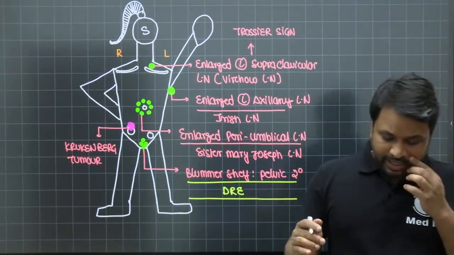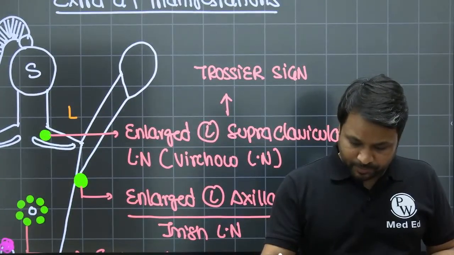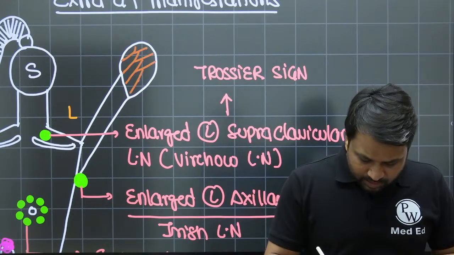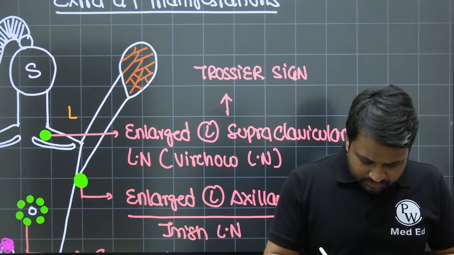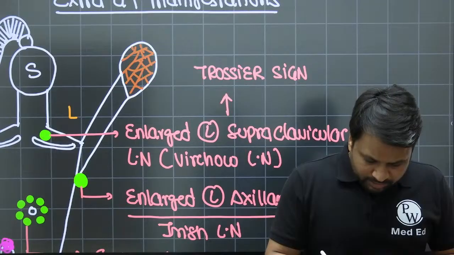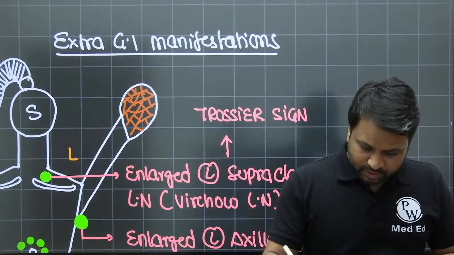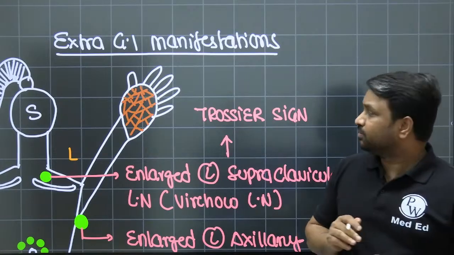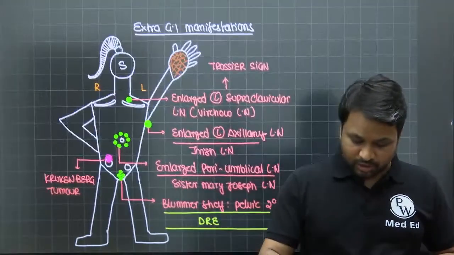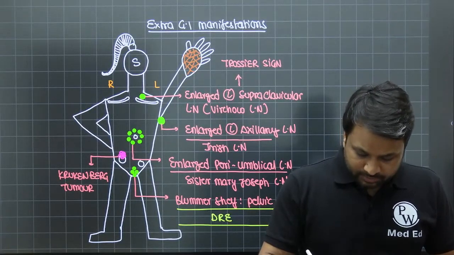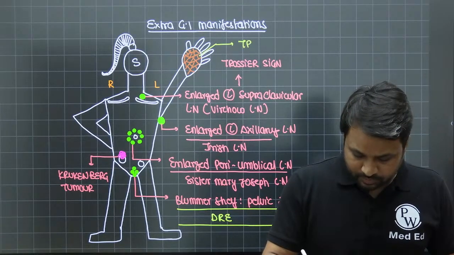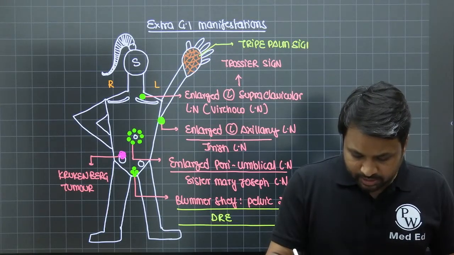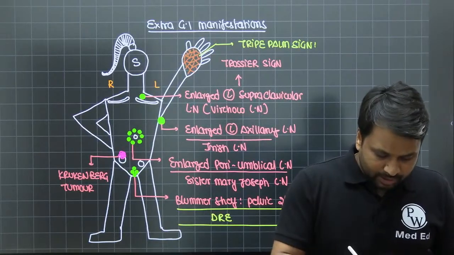So when you look at the palm, you will see a specific pattern in the palm. The palm will have become all these scaly ones, very extensive scale. The palm is going to become like this. This is what we call the tripe palm sign. So what is this tripe palm? It is your hyperkeratotic palm.